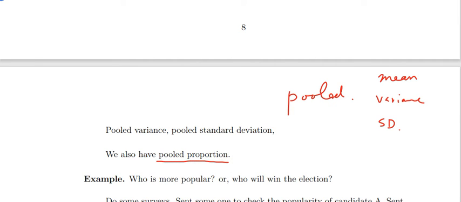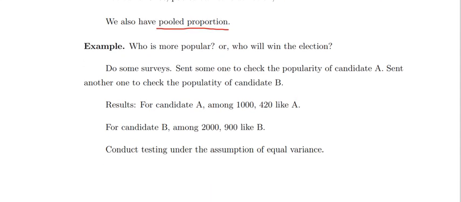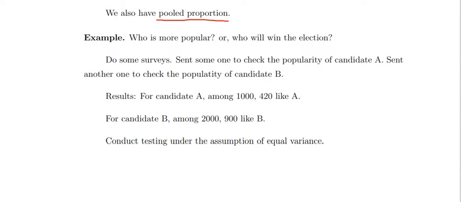Okay, so now let's consider this problem. We want to determine who is more popular or who will win the election. So we just do 2 surveys. For candidate A, we check 1,000 people and find 420 people will vote for him. So we can say that his percentage, his popularity, is 42%.